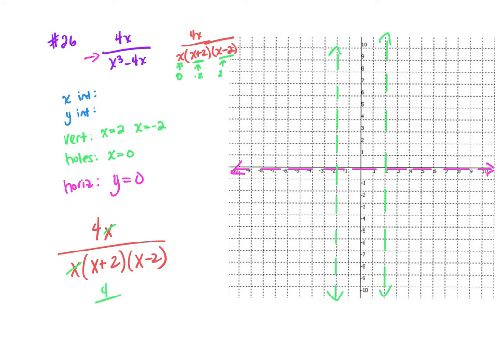And so I'd say 4 over 2 times negative 2, right? That's what you get when you plug in a 0. Everybody see that? 0 plus 2, 0 minus 2. Okay. What do I get? 4 over negative 4? Negative 1. So my hole is actually going to be at 0, negative 1. That's where my hole is going to be. So if I go to 0, negative 1, that's where my hole is. All right? Everybody see that? Now here's the deal. The only thing that made my numerator 0, which would normally be my x-intercept, is my hole, right? So I do not have an x-intercept.